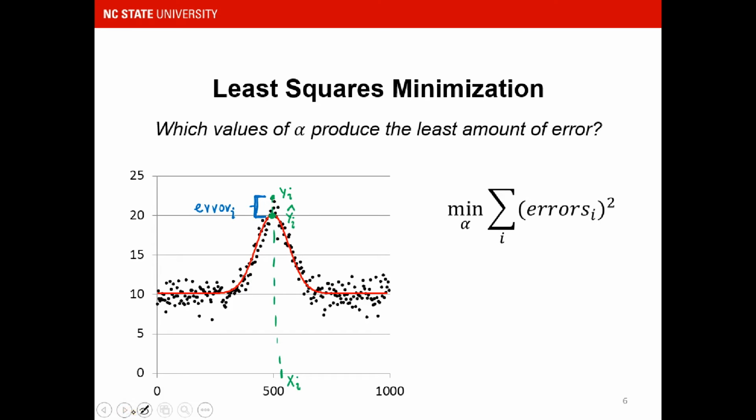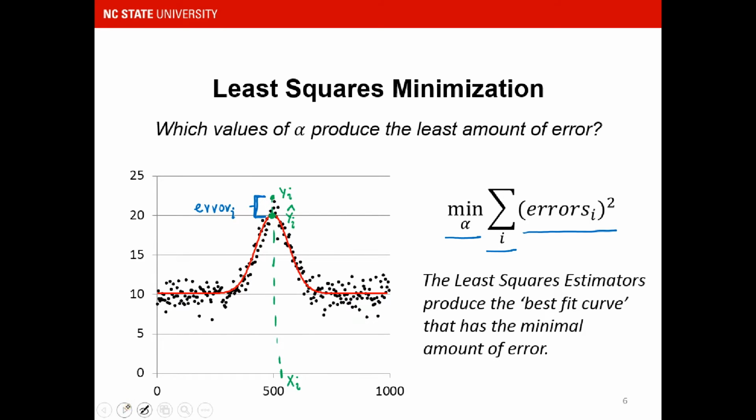Least squares minimization looks at the sum of all the squared errors for each xi and finds the value of alpha that makes this quantity as small as possible. We call these the least squares estimates of alpha. So least squares parameters produce a curve that has minimal error, that is, the best fit curve.